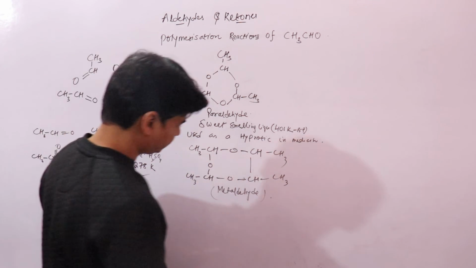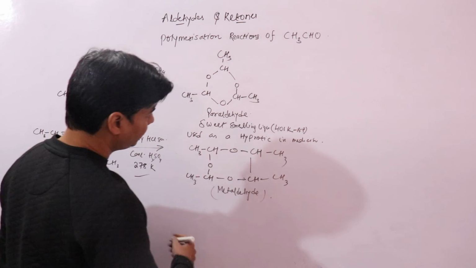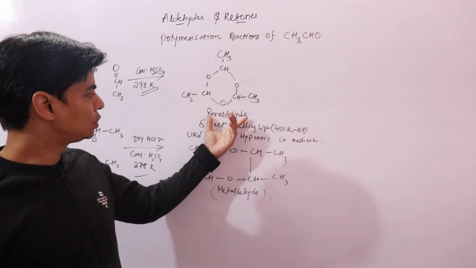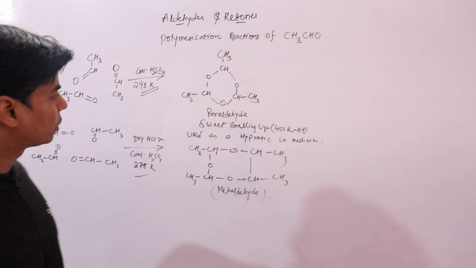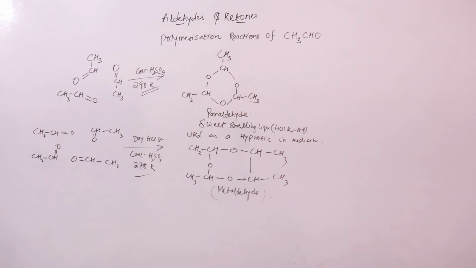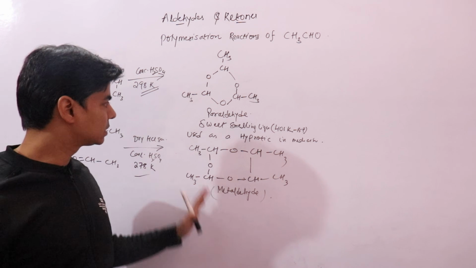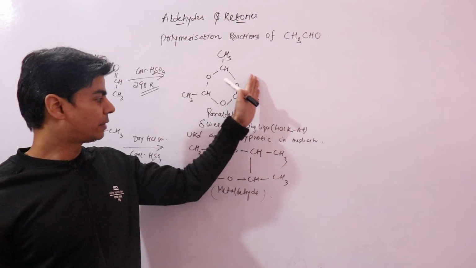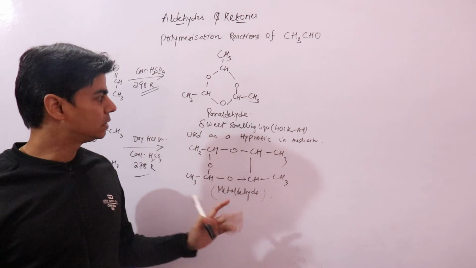And there are some important uses of acetaldehyde: it is used to make paraldehyde, which is used as a hypnotic. So these are some important uses you can remember. It is used for silvering of mirrors. And just remember these reactions, the conditions of these reactions, and the trimer and tetramer. I hope this is clear. Thanks.